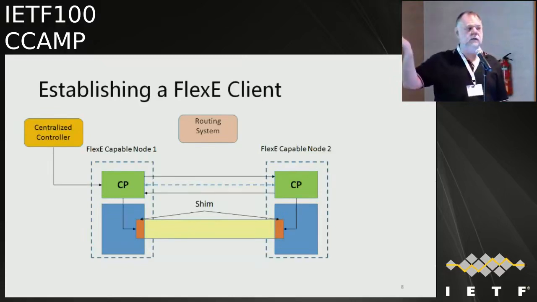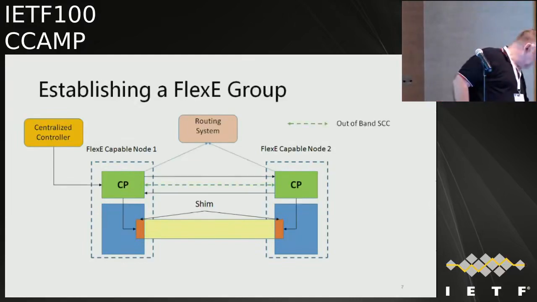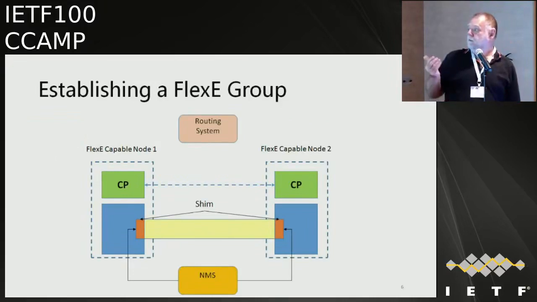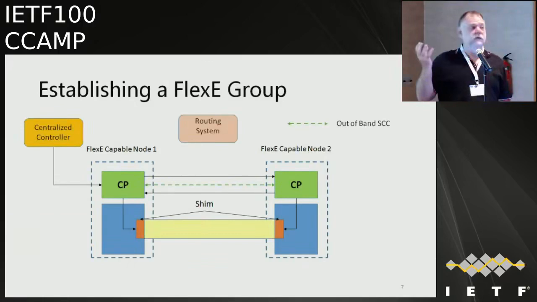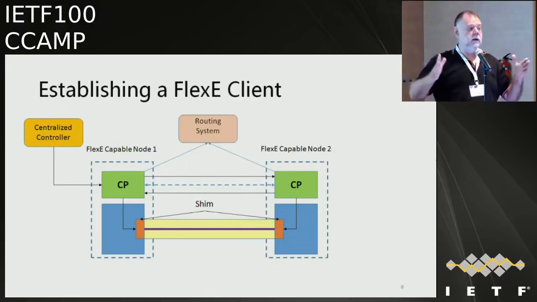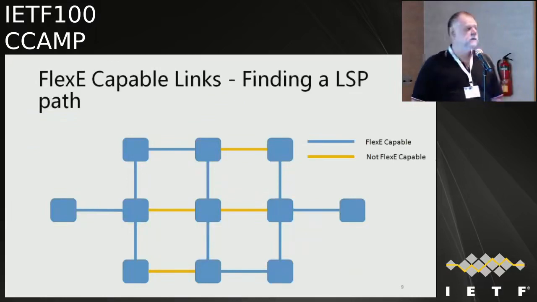So a centralized controller, for example a PC box, whatever, tells the control plane that you want... you jumped too far. Back one. You want to do this. So when the Flexi group is there, the next step is to set up a Flexi client, and now it can go ahead. You have a centralized controller, for example a PC, but it could be anything. The PC tells the control plane that you want the Flexi client set up. The control plane in the two nodes communicate with each other and order the Flexi client to be set up over the Flexi group. So the purple line inside the yellow is the Flexi client.